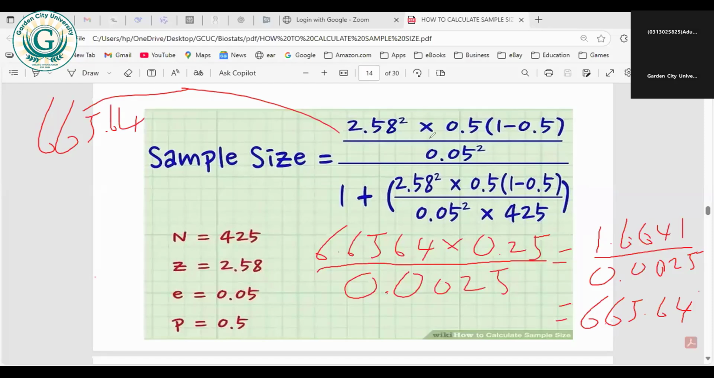Sir, I was asking, can you multiply the 0.05 square, which is 0.0025, by the 425 before you divide by the 1.6641? Please. We are not there yet. Take your time. We are moving step by step. We are now done with this one. We are done, so we are now moving on to the next one.